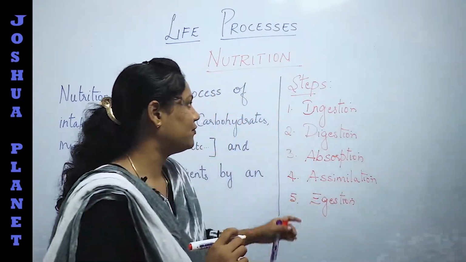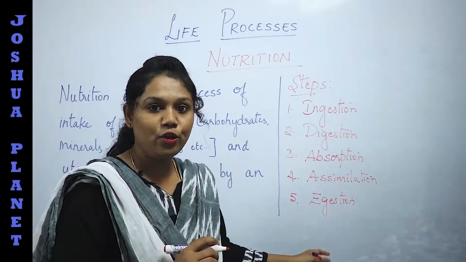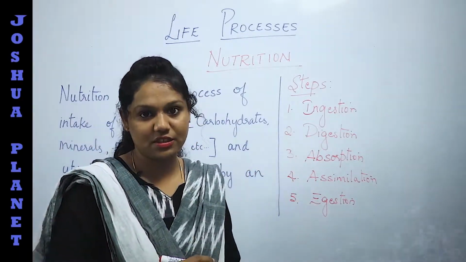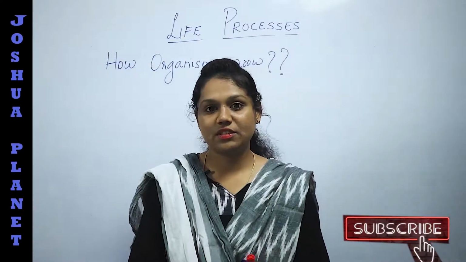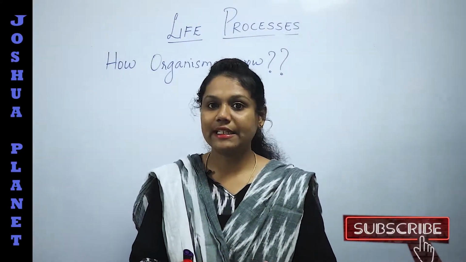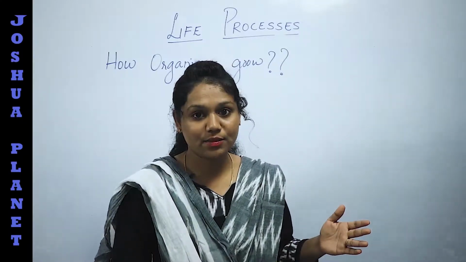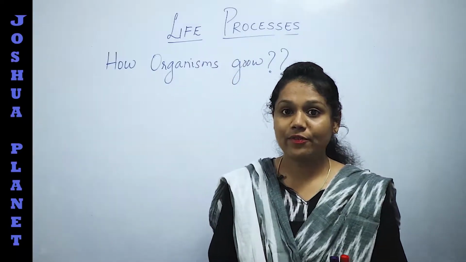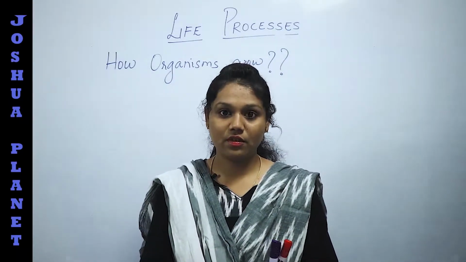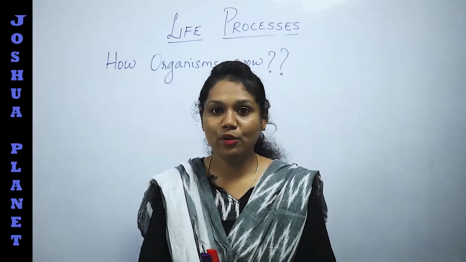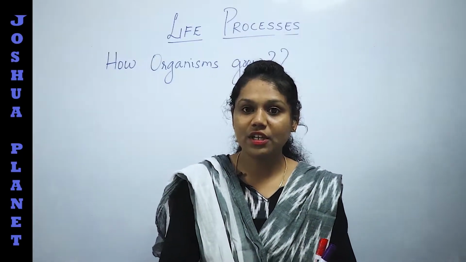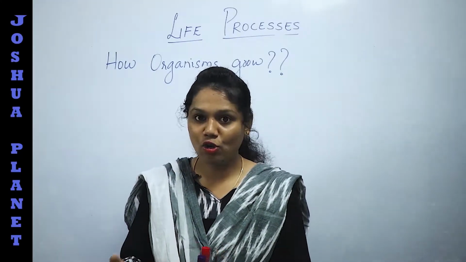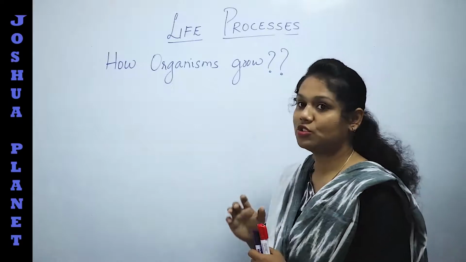So basically these are the 5 steps that happen in the nutrition process: ingestion, digestion, absorption, assimilation and egestion. We know the steps that all the organisms are showing. So basically the steps shown by the organisms for the process of nutrition are the same. Now the next concept is, after they show the process of nutrition, what will they be doing with it? So the process of nutrition will give out some energy and this energy is utilized by the organisms in order to show the process of growth.